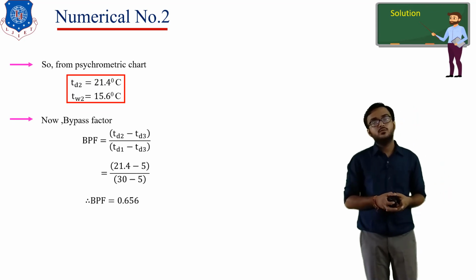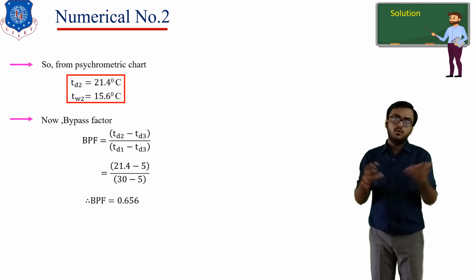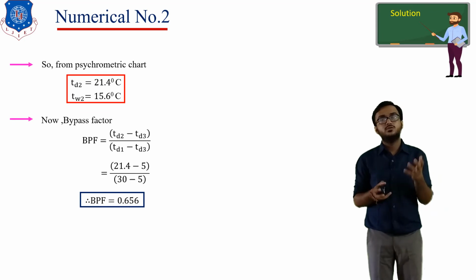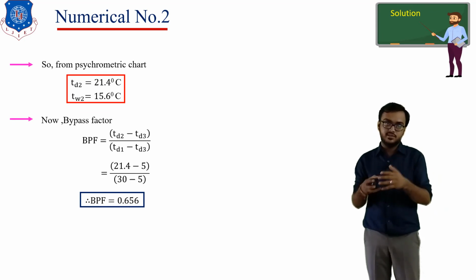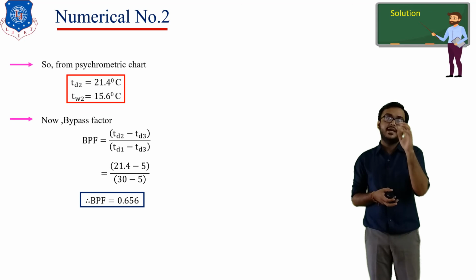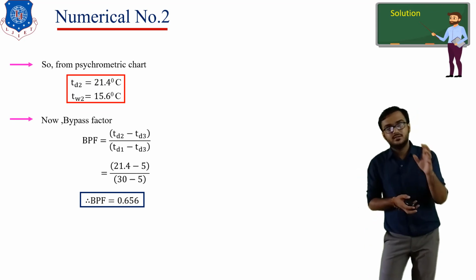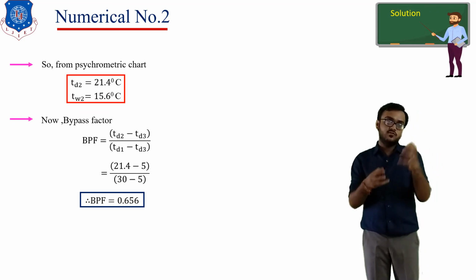Likewise, you need to observe the whole process thoroughly, and you need to solve examples related to the whole process. You just need the psychrometric graph and the knowledge related to the different processes.